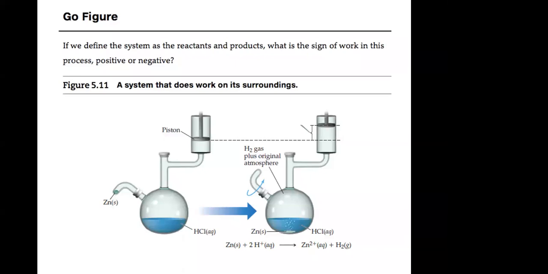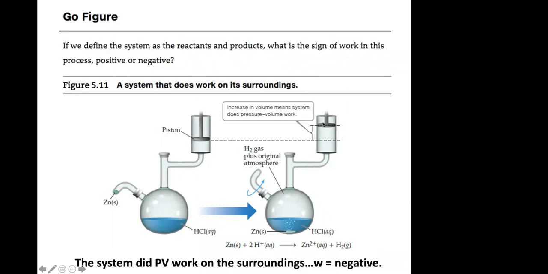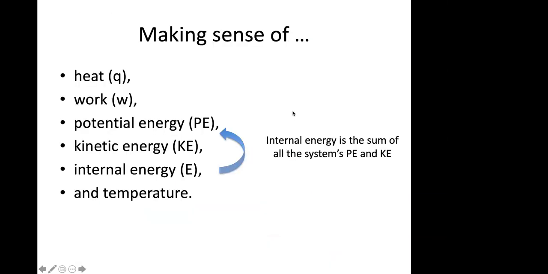Key thing I'm looking for here, I'm seeing that there is a change in volume and the system is pushing against the atmosphere. It's doing pressure-volume work on the surroundings. The work is negative. When the volume of the system increases, work is negative because it's pushing against the surroundings. So within this group right here, what do I want a few takeaways to be?